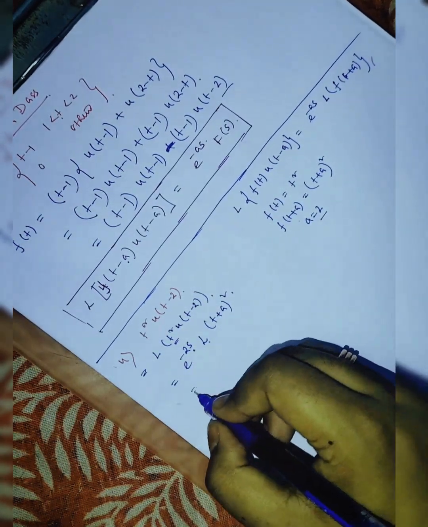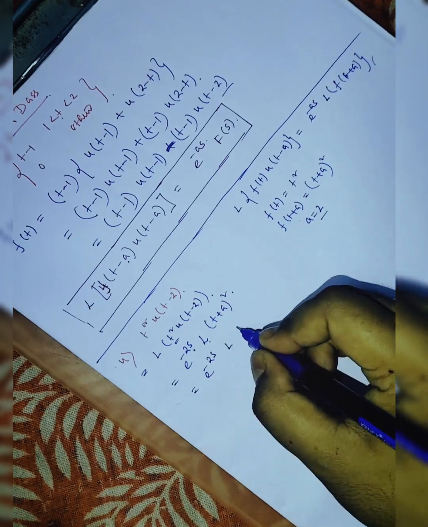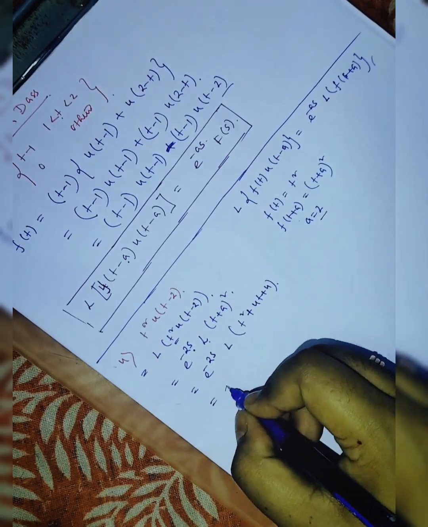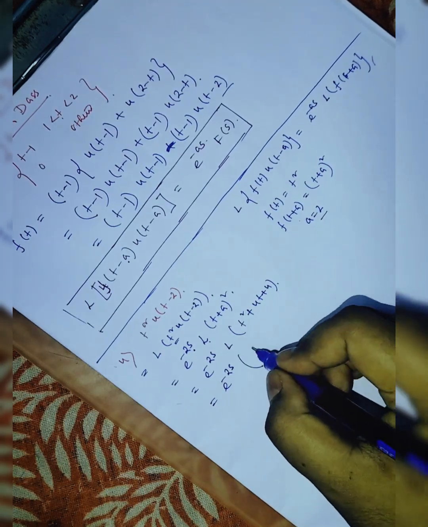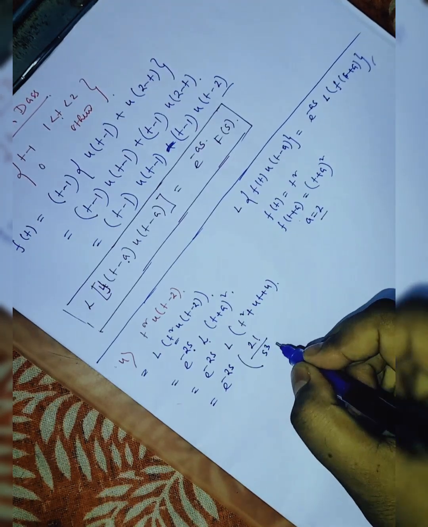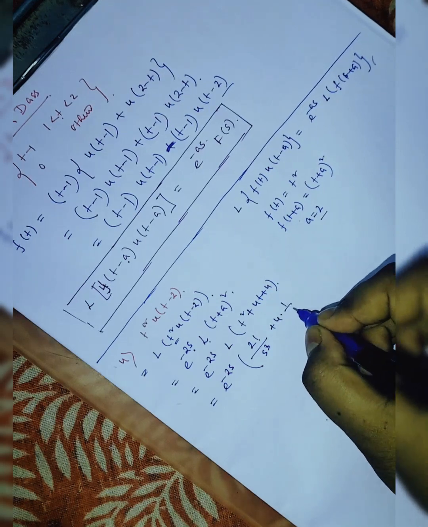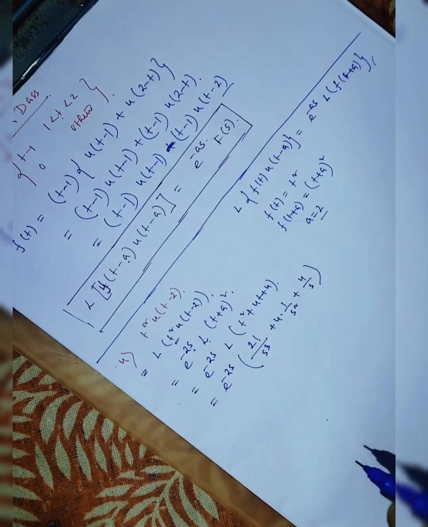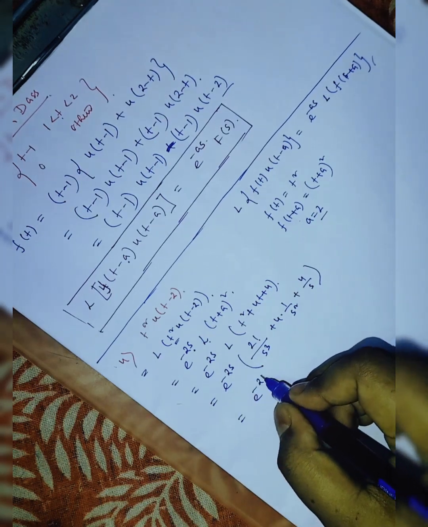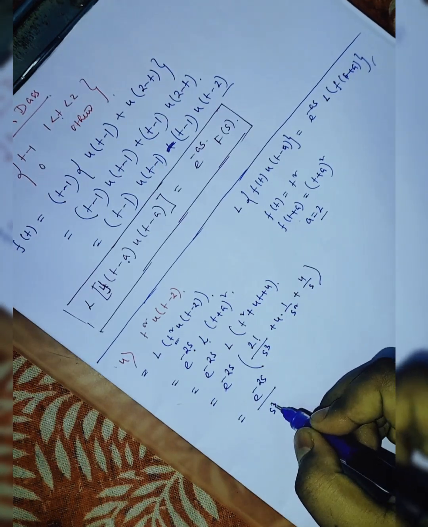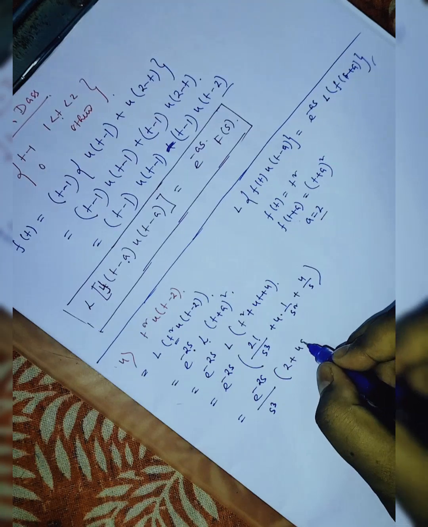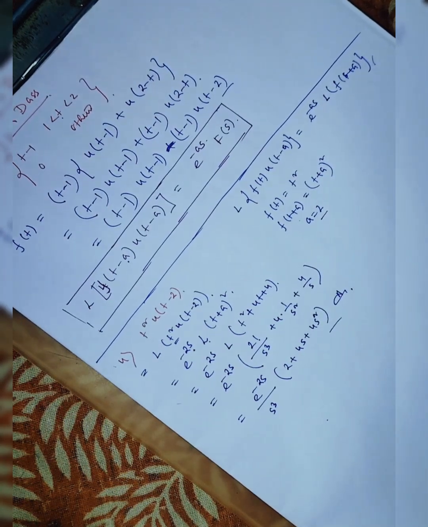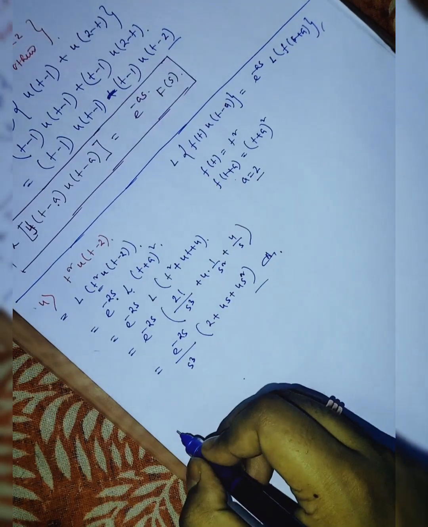Now break this. e to the power minus 2s, L of t squared plus 4t plus 4. Then e to the power minus 2s, and then it is 2 factorial by s cubed plus 4 into 1 by s squared plus 4 by s. Then you can take it common: e to the power minus 2s by s cubed into 2 plus 4s plus 4s squared. So this is the answer. Very simple. Right, now I am going to number 5.